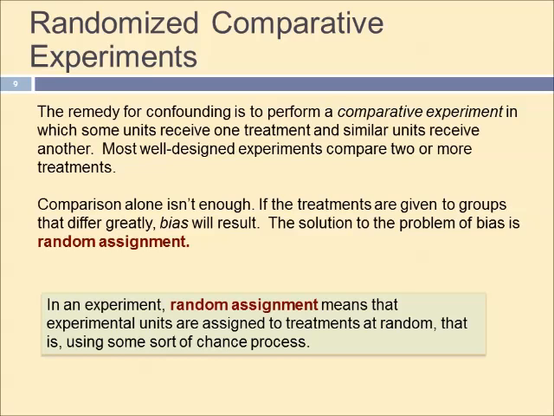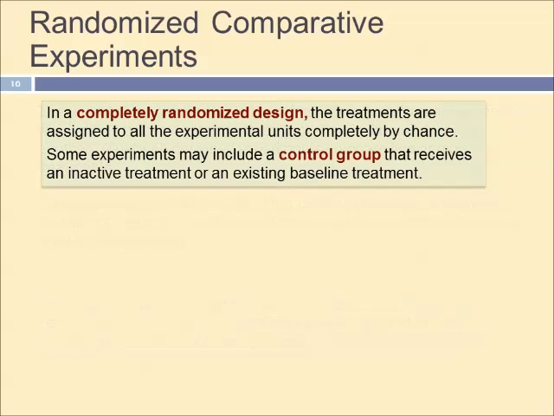sort of chance process. In a completely randomized design, the treatments are assigned to all the experimental units completely by chance. Some experiments may include what's called a control group that receives an inactive treatment, like a placebo, or some existing baseline treatment, like if we're testing new types of curricula for teaching math or something, the baseline might be the standard approach.